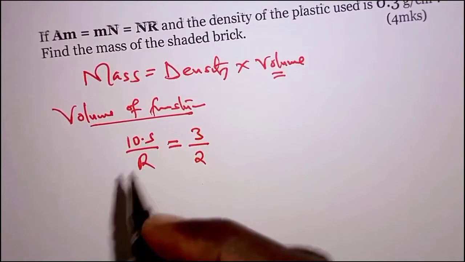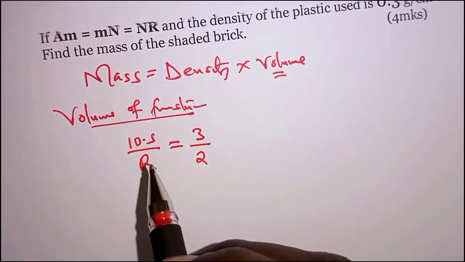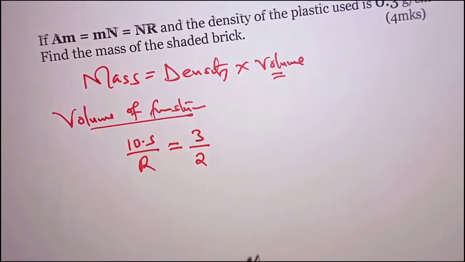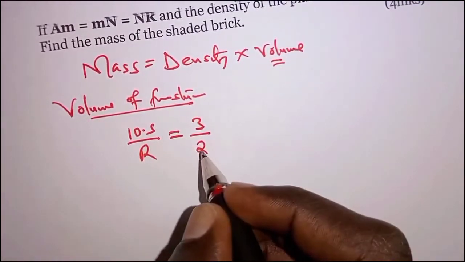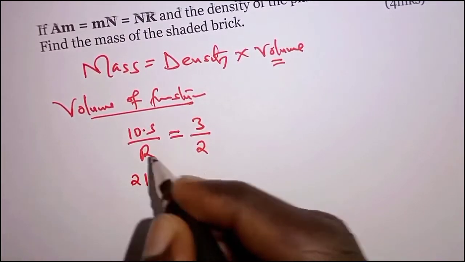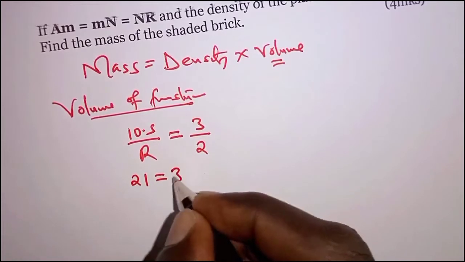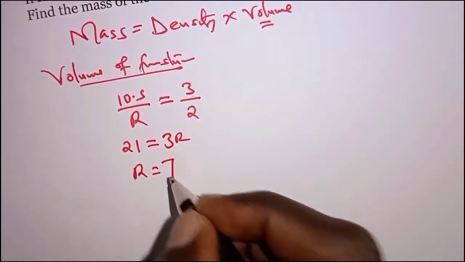So from this, we are able to get the radius of that cone, which will be the base radius of our frustum. So cross multiplying, we are going to have 2 times 10.5, that is 21, which is equal to R times 3, that is 3R. That means R is 7.